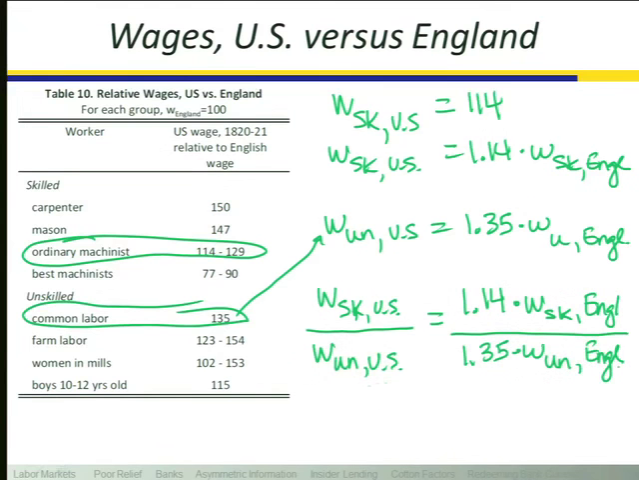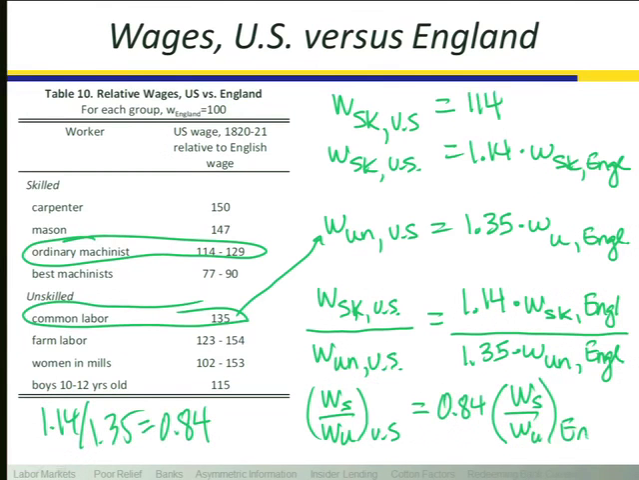And what do I get? I get that the skill premium in the United States, so the ratio of skilled to unskilled wages in the United States, is 1.14 over 1.35, which equals 0.84 times the skill premium in England. The skill premium in the United States is only 84% as big as the skill premium in England. So if you move to the United States, you'll make higher wages than you would in England. But the bonus for being a skilled worker is smaller in the United States than it is in England. That's what this is saying.